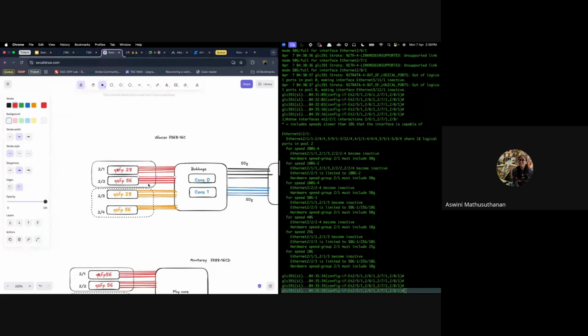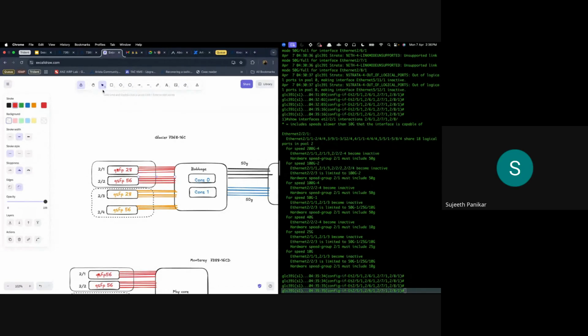And since all 4 lanes are used, which will use all 4 links of SerDes as well, we don't have any other interfaces that can come up. So this entire 2/1 will go inactive. Just let me know if something is not clear.